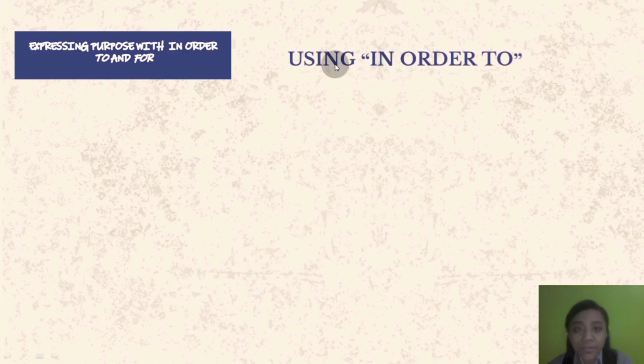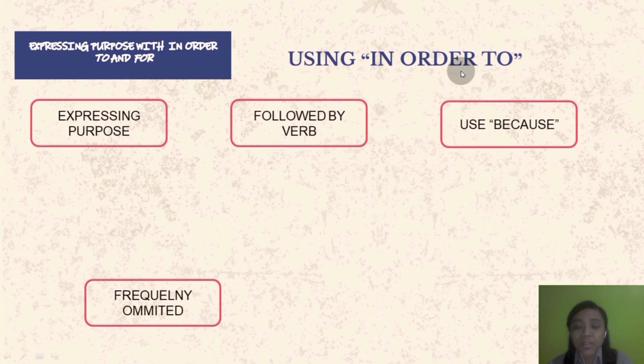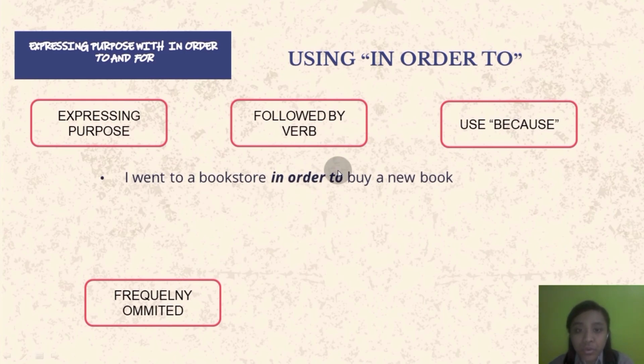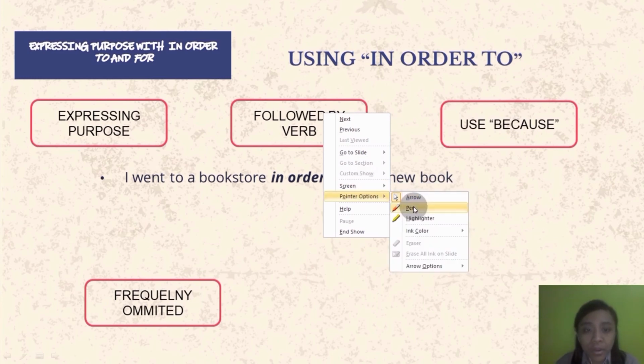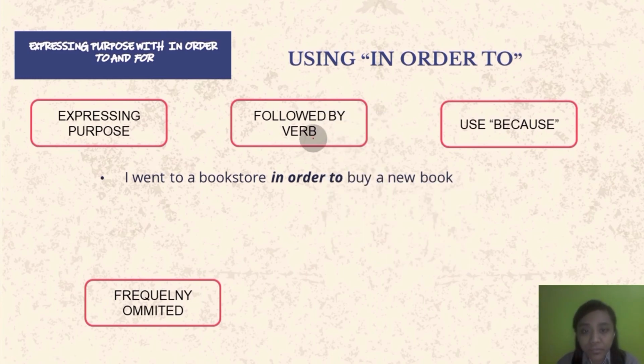Next, I want to explain about expressing purpose with in order to and for. The first, using in order to. When we use in order to, there are 4 things that we have to look at. For example, I went to a bookstore in order to buy a new book. In order to, we use when we have to express a purpose, and then in order to is followed by a verb. In this case, the verb is buy, and then use because.